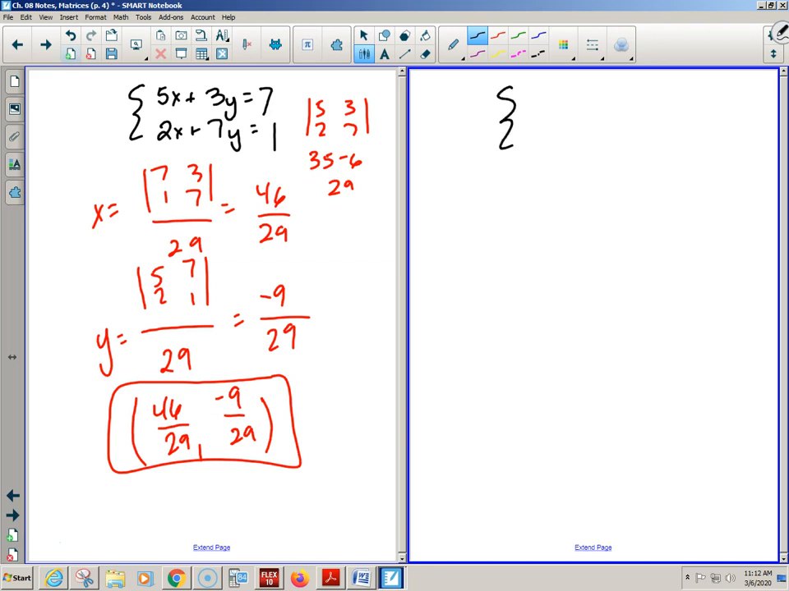I just put them in random orders. Write down the problem. I'll wait until you guys have it all written down. No cheating. This one's a little easier because one's a negative, one's a fine. Get it written down. Choose which way you want to go: substitution, elimination, matrices, Cramer's.